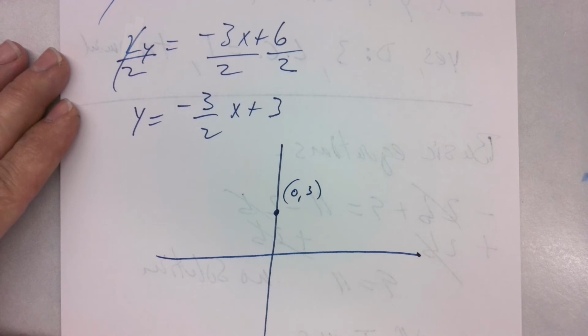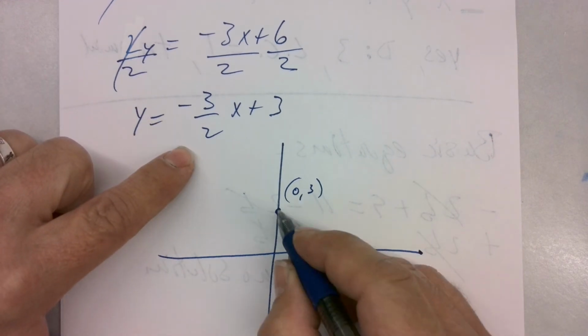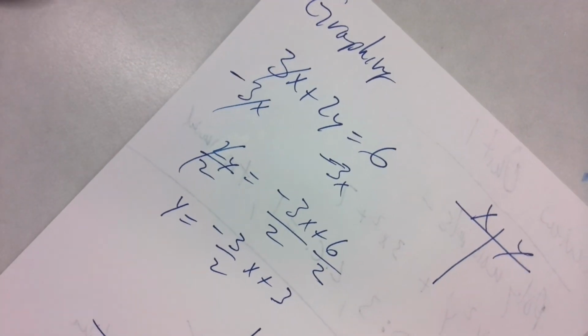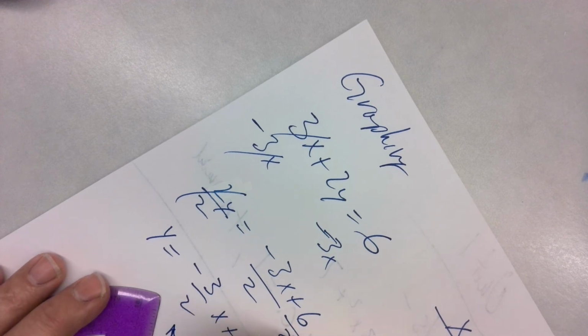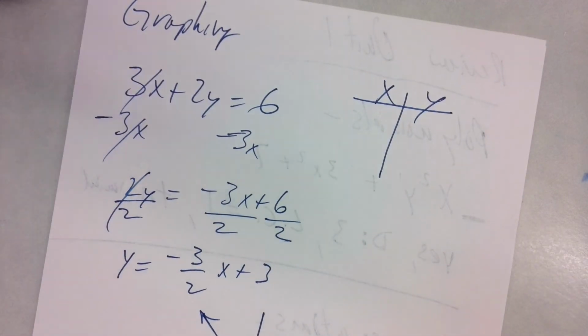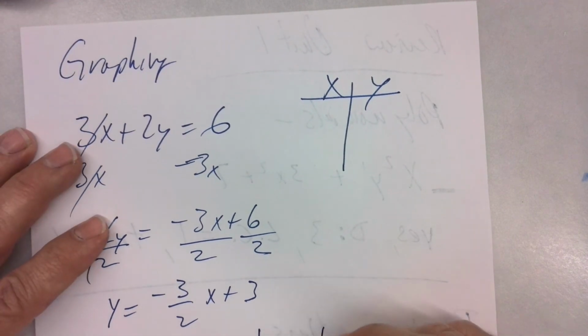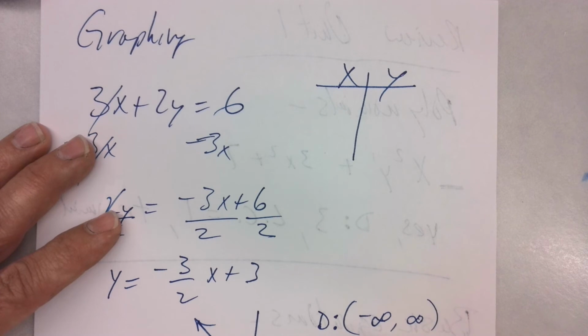Then where am I going to go? Down 3 and to the right 2. Down 3 and to the right 2. And I will slap my line in there. And it's going exactly where it was supposed to. It is falling to the right. Now from there, we did domain and we did range. And they're going to want set notation, which means it's going to go from negative infinity to infinity on my domain, negative infinity to infinity on my range.